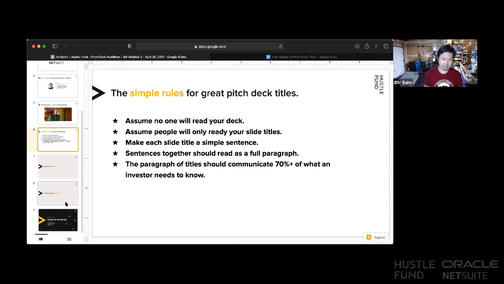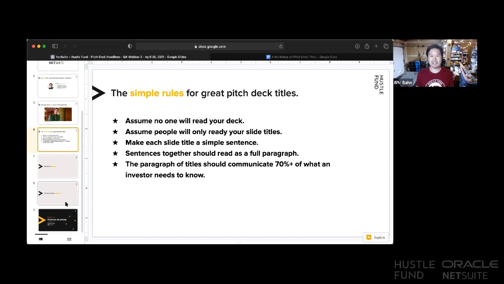So those are the 5 rules. A lot of founders sometimes hesitate and say, well, I just want to reveal as little as possible and get to the meeting where I can actually control the narrative at that point.